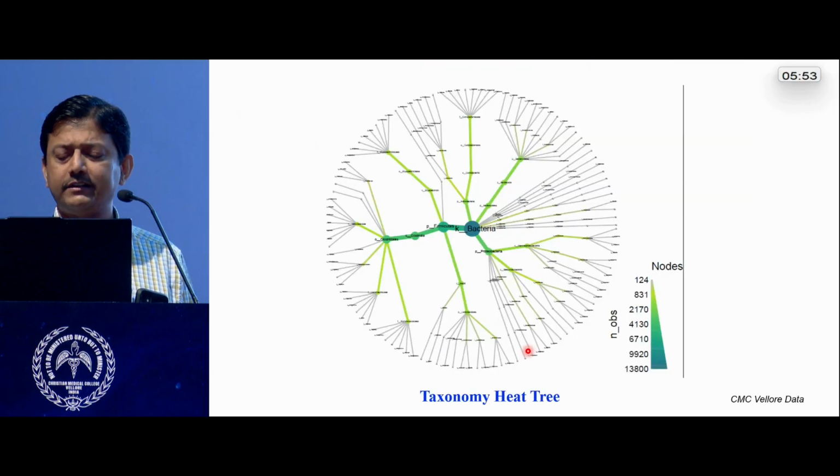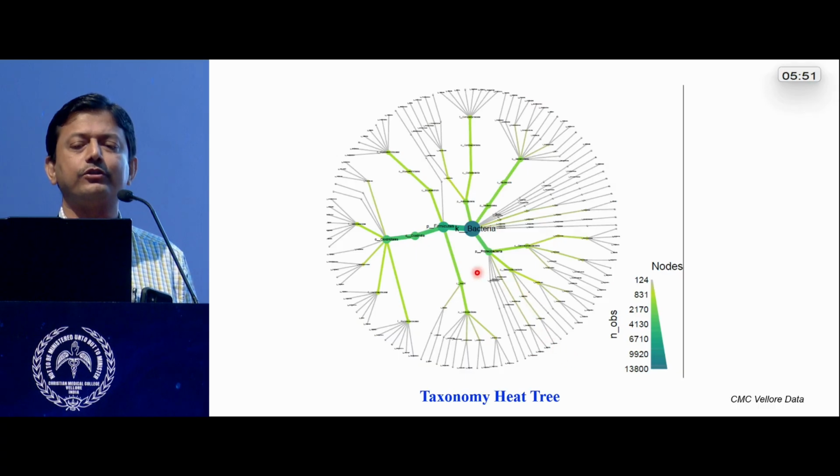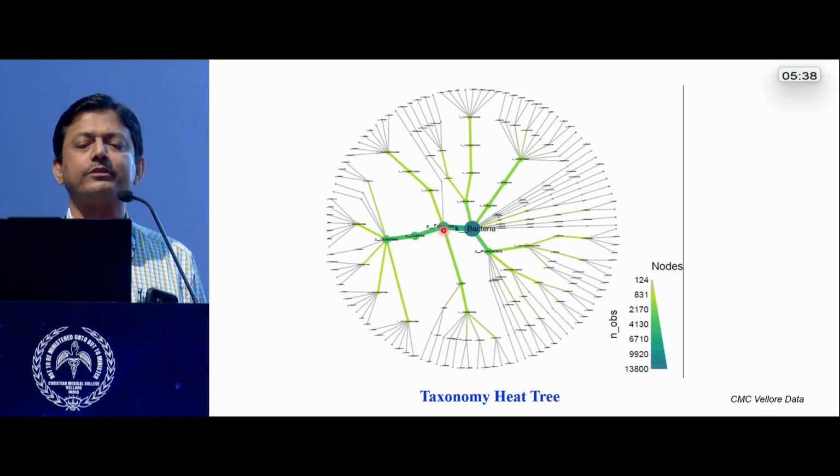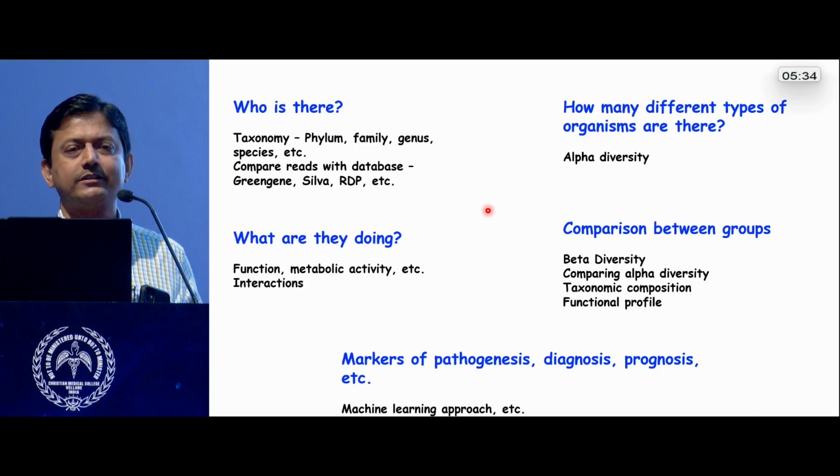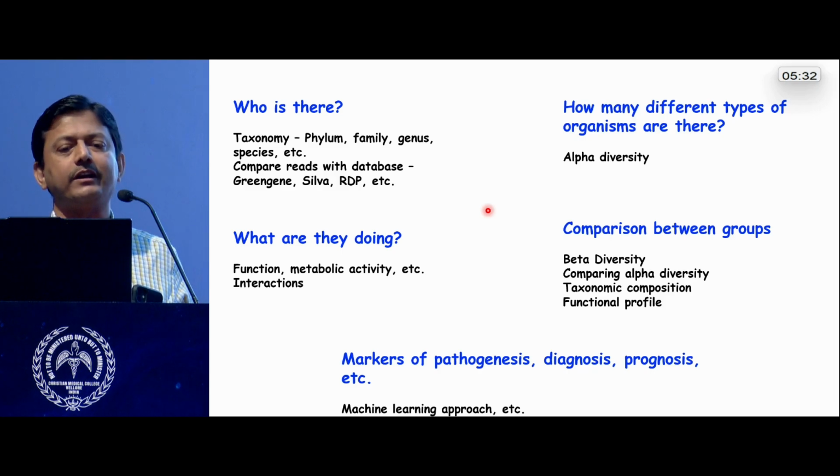Another way of representing it is what we call a heat tree, a taxonomy tree. So instead of bars, you have a tree-like thing. The central node is the bacteria. The next node is the phylum, then the class, order. And the size of the node tells you how abundant that is. For example, in this particular example of ours, firmicutes were the most common, followed by proteobacteria and bacteroidetes. So that's how you represent the taxonomy, or what organisms are there.